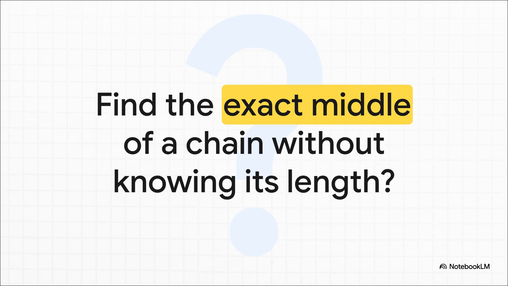So here's the puzzle for you. Imagine our treasure hunt chain is, well, you don't know how long it is. It could have 10 clues, it could have 10,000. How in the world could you find the exact middle clue by only going through it one time? You can't count them all first, that's cheating.